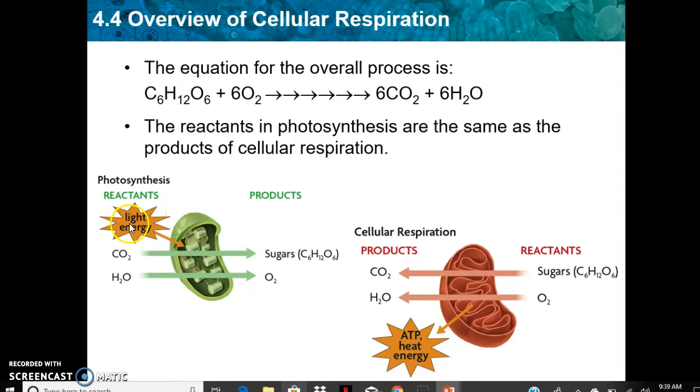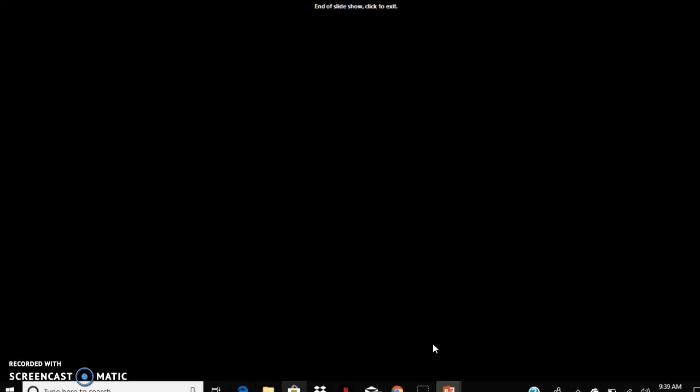Here we have light energy entering into the system, and here we have a release of ATP, which is energy, of course, and also heat energy. And that takes us to the end of our overview of cellular respiration. The next section of this chapter will be cellular respiration in further detail and also fermentation. All right, thank you.